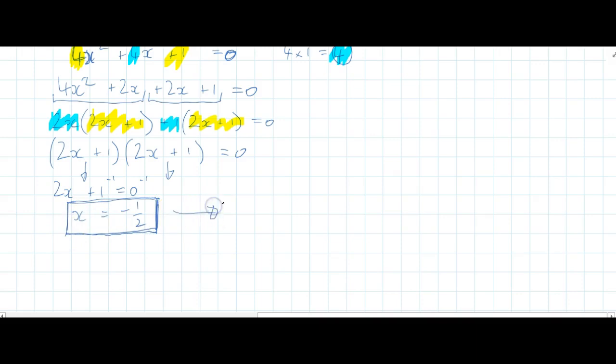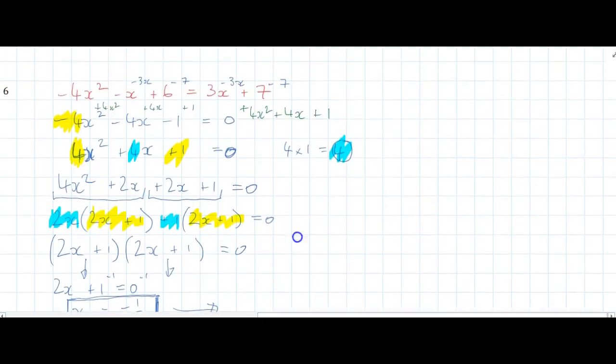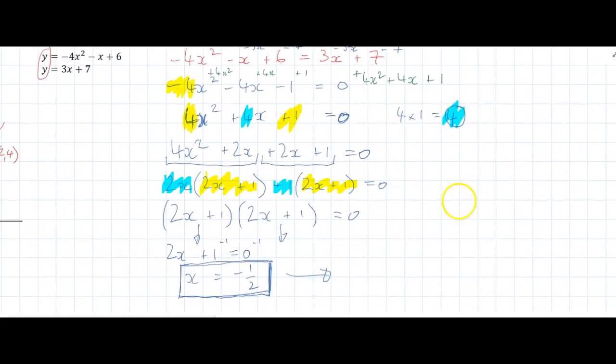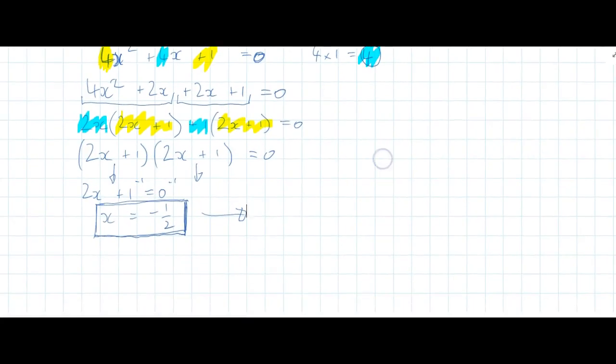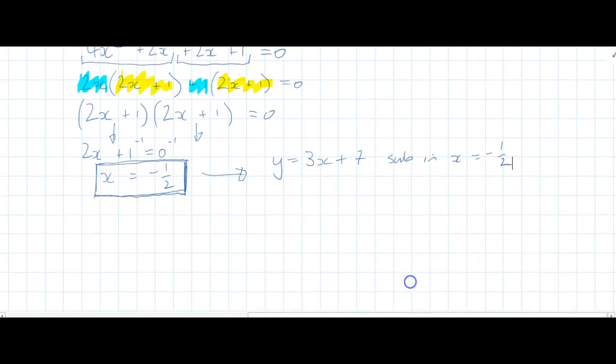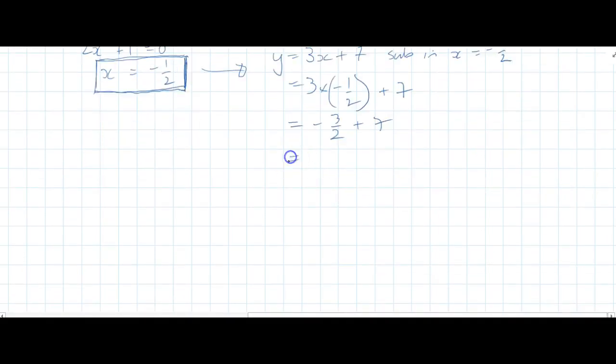So let's work out the corresponding y value. I'm going to use the linear equation that we had up here, because that's the easier one. So y equals 3x plus 7. We're going to sub in x equals negative 1/2 into this. So 3 times negative a half plus 7 is going to be negative 3 over 2 plus 7. Let me think for a second. Negative 3 over 2. Now 7 expressed as halves is going to be 14 over 2. So negative 3 plus 14 is going to be 11 over 2.